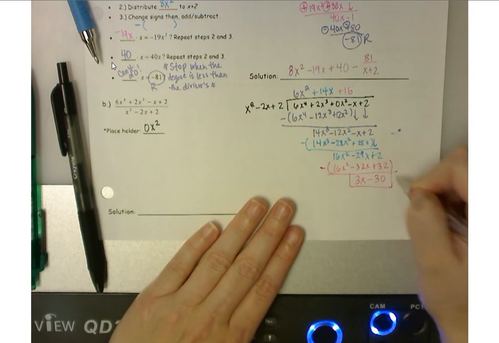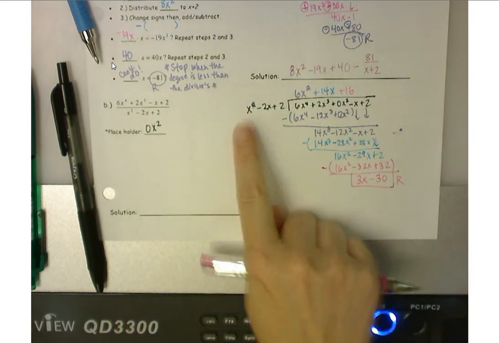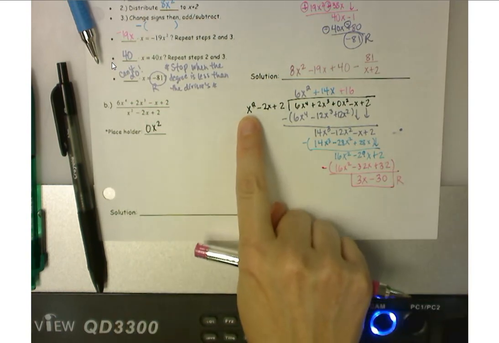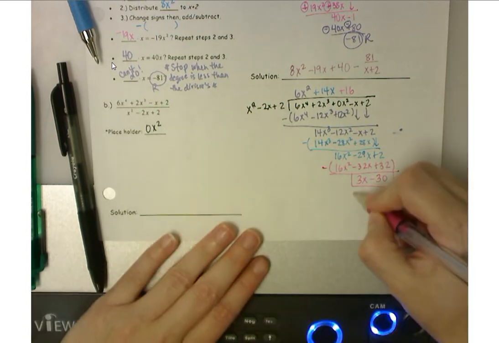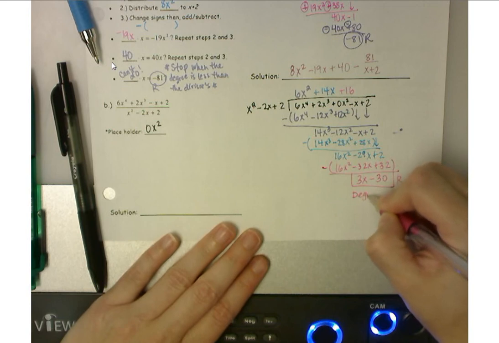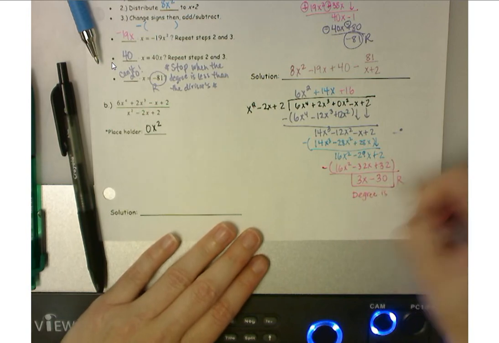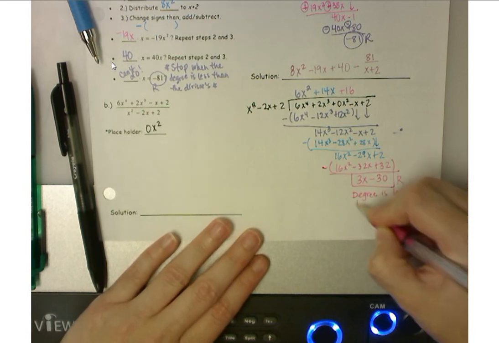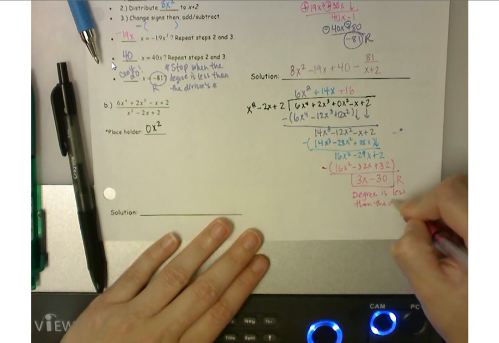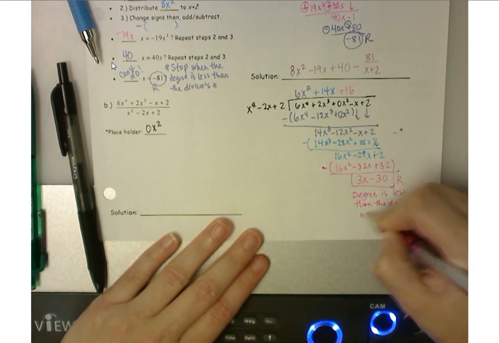This is going to be my remainder, and I know that I can't go again because the degree of my divisor is what? Bigger. It's bigger, right? It's 2. The degree of this is 1, so the degree is less than the degree of the divisor.